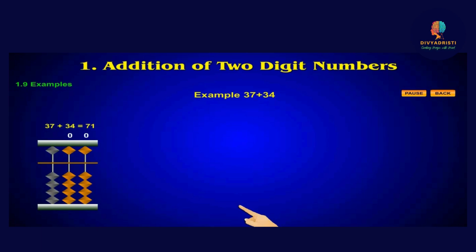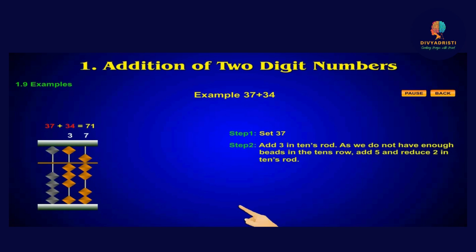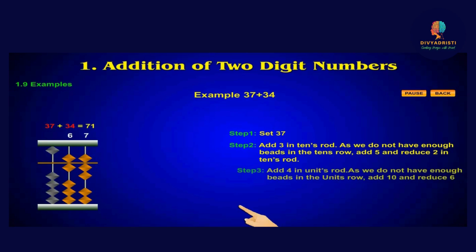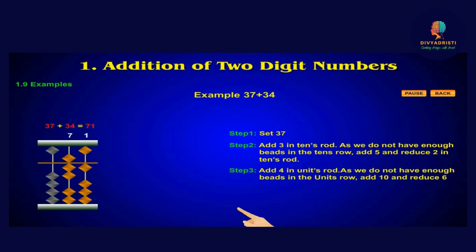Example, 37 plus 34. Step 1. Set 37. Step 2. Add 3 in tens rod. As we do not have enough beads in the tens row, add 5 and reduce 2 in tens rod. Step 3. Add 4 in units rod. As we do not have enough beads in the units row, add 10 and reduce 6. Step 4. Count the beads.